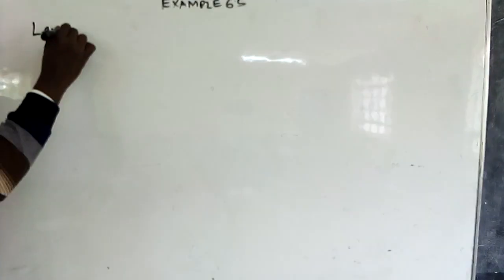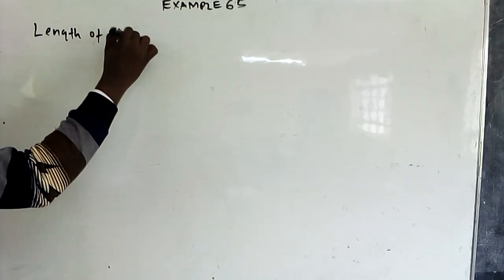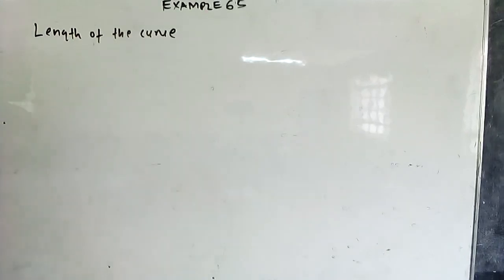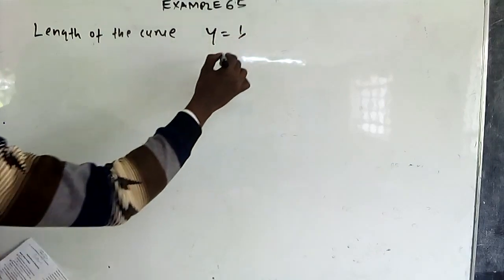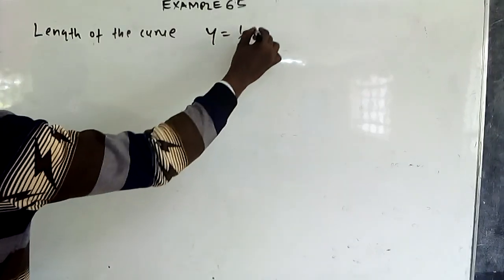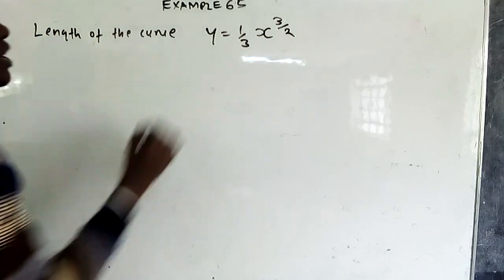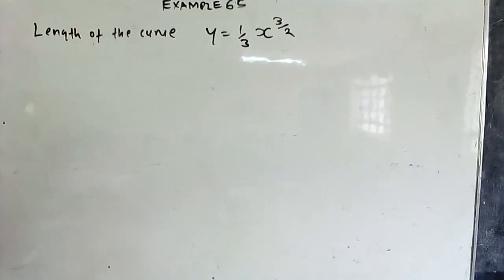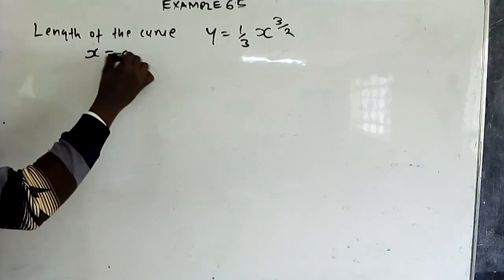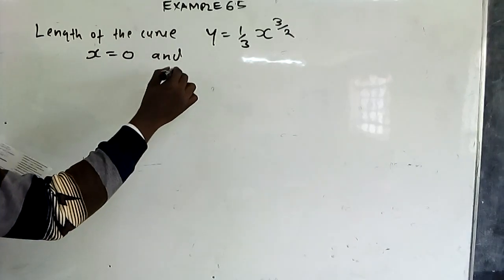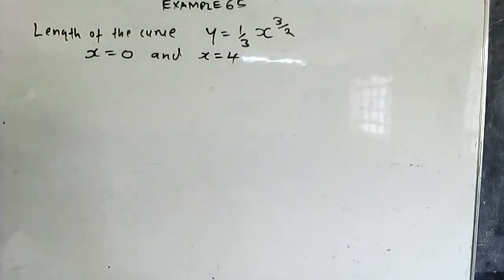Example number 65. Use integration to determine the length of the curve. Use integration to determine the length of the curve y is equal to 1 over 3 x raised to power 3 over 2, between the points x is equal to 0 and x is equal to 4.